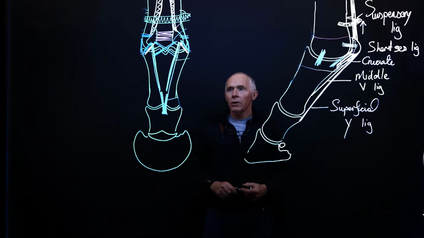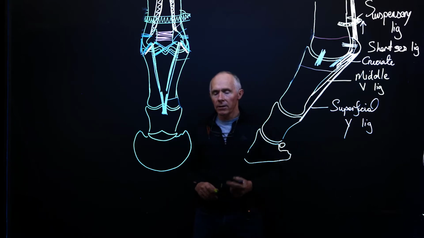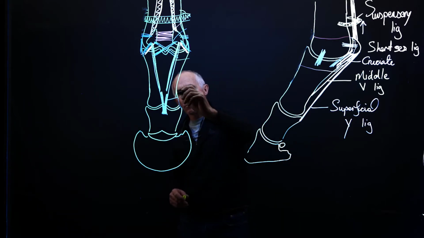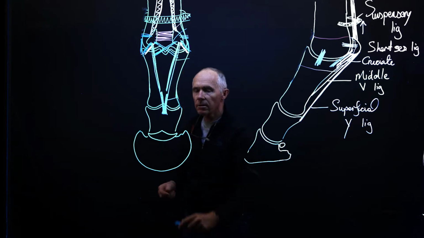The next joint we need to look at is the proximal interphalangeal joint. We have fewer ligaments in this joint to be concerned with, but we still need to go over them. So we'll begin with the collateral.